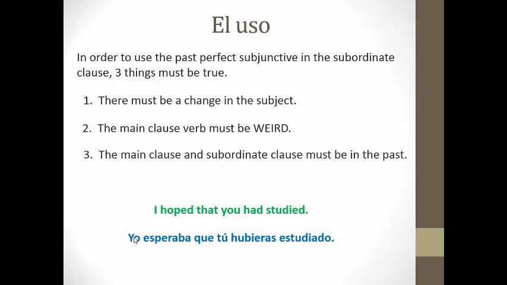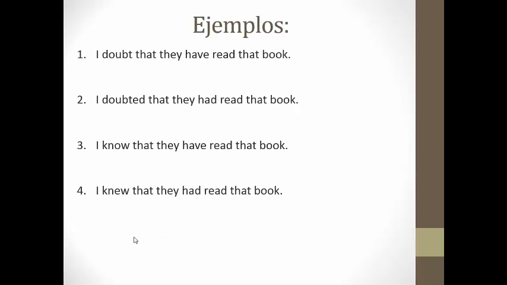All right, so let's look at some examples of how these are used before we move on to the practice problems. Okay, so number one, I doubt that they have read that book. This sentence does have a change in subject. I doubt is weird. And then over here in the subordinate clause, have read, that's in the past. So in this sentence, you're going to be using present perfect subjunctive.